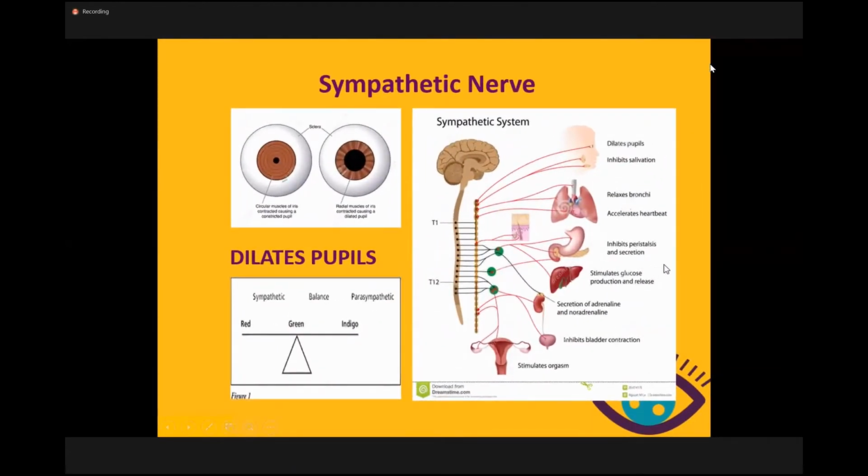So let's go back to this. In the sympathetic, the pupil is dilated. When the pupil is dilated, it inhibits saliva, relaxes the bronchi, accelerates the heartbeat, inhibits peristalsis and secretion, and stimulates glucose production and release. So when you look at a diabetic patient, most likely you will see dilated pupils. There is secretion of adrenaline and noradrenaline, inhibition of bladder contraction, and it stimulates orgasm. So when the sympathetic is more dominant, the pupil is dilated, for example 5 millimeters. If you want to balance that, you start with the color of this one. So there should be a combination. For balance, it's green.